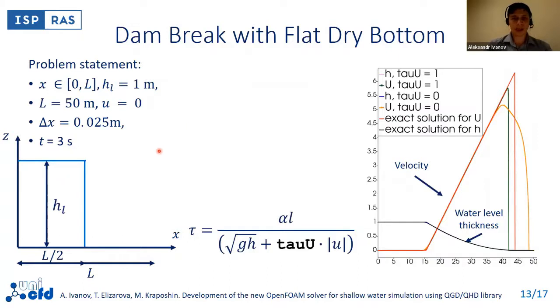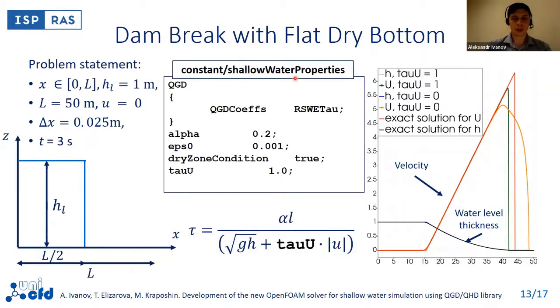Here, to improve our solution for the velocity, we can modify the formula for tau calculation by adding the magnitude of the horizontal velocity. You can set it via the shallow water properties dictionary by adding a new parameter tau u, and setting it to one constant. As you can see, the results are quite a bit better than if we switch off this parameter.